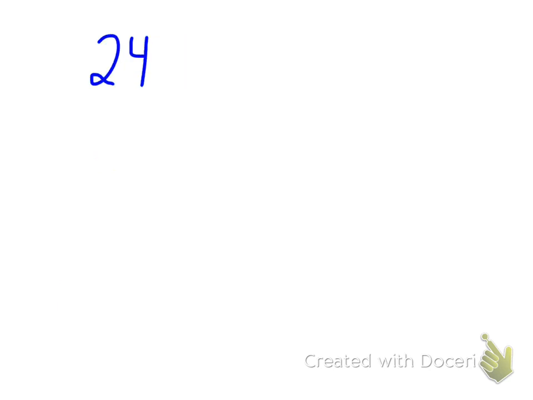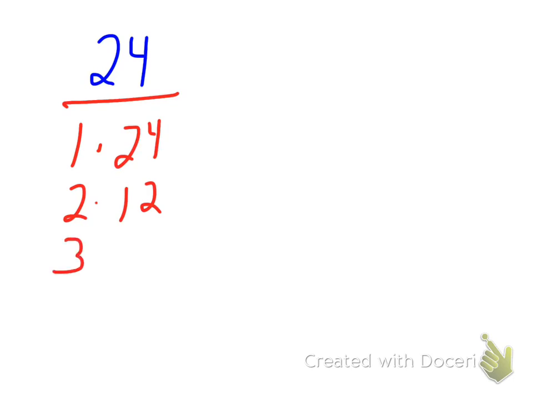The next example I want us to look at is the number 24. So again, making my list, starting off with 1 times 24. The next one, 2, that's going to be 12. The next number, 3, and that's going to be times 8. 4 times 6 equals 24.